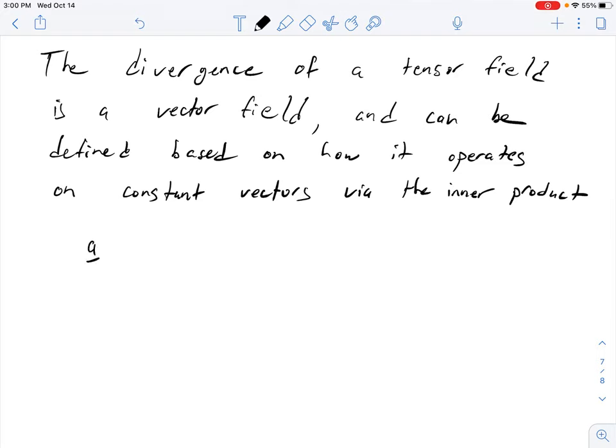So we have that A dot divergence of T is equal to the divergence of the vector field T transpose A for every constant vector A.